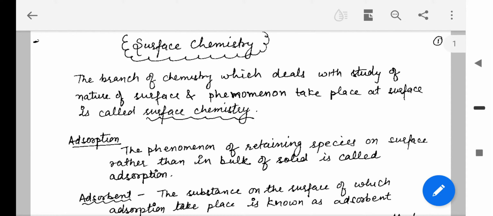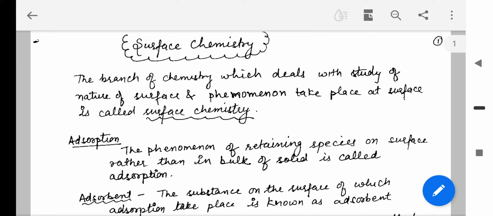Good morning, dear students. Today we are going to start with the fourth unit, which is surface chemistry. I'm starting this chapter in the beginning because it's theoretical in nature, and we can cover it without any problem in very short time.